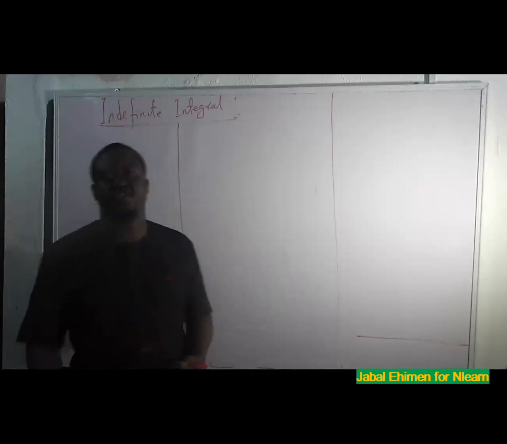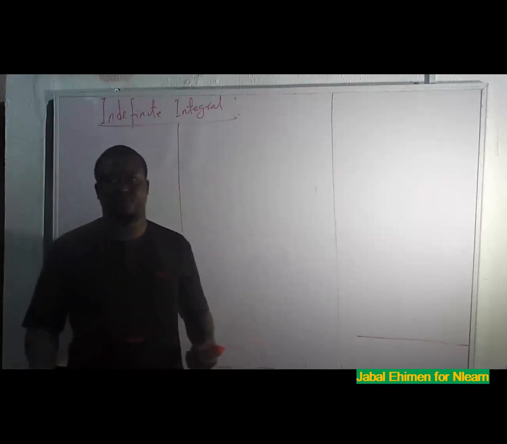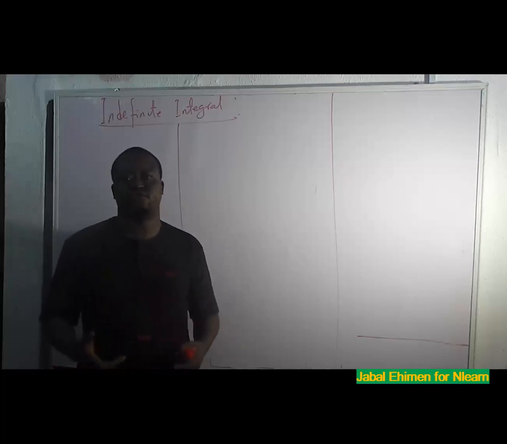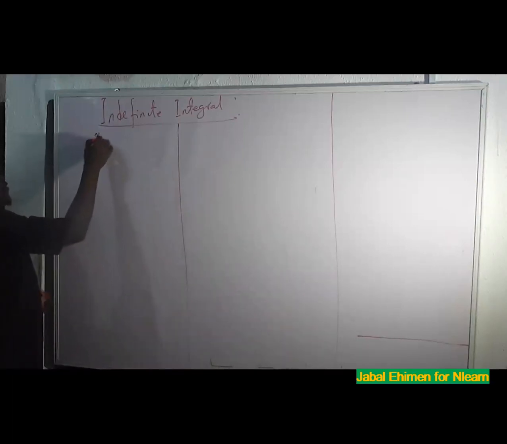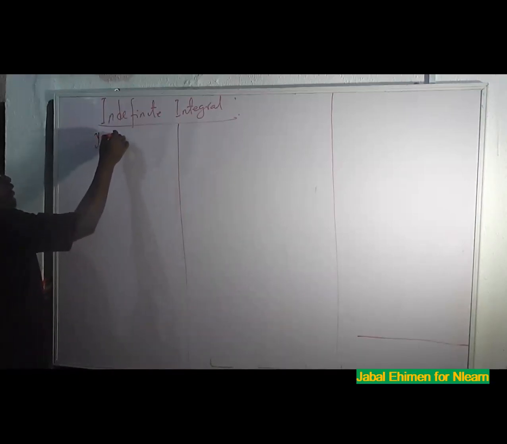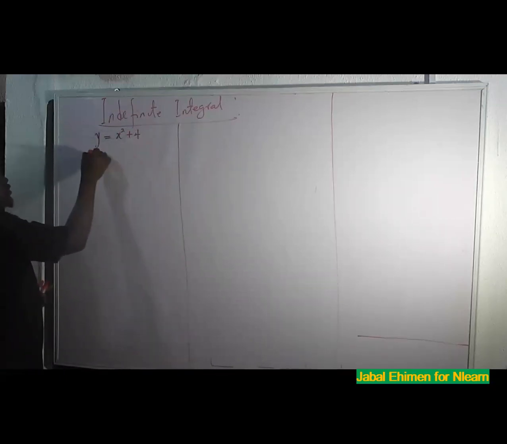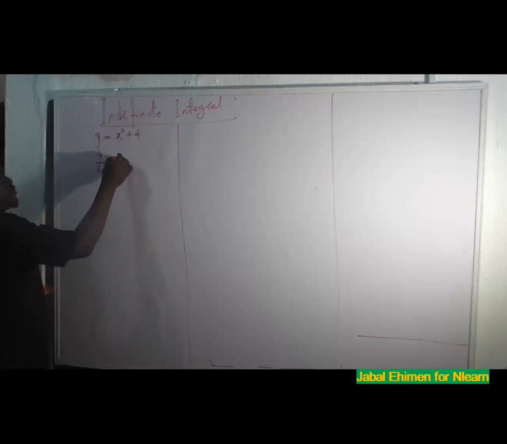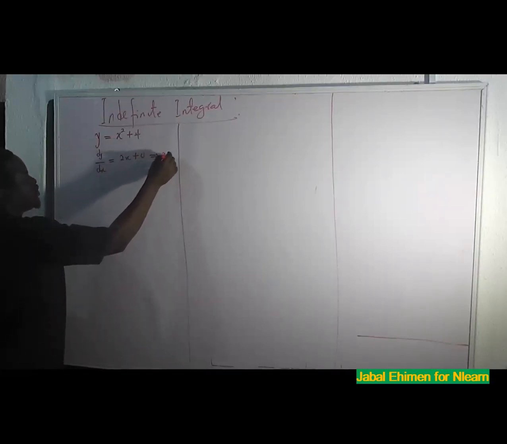when you differentiate a particular function or expression, after differentiating, if you reverse it back to the function, what you are doing is integration. For example, you have y is x squared plus 4. dy over dx of this will surely be 2x plus 0, which is equal to 2x.